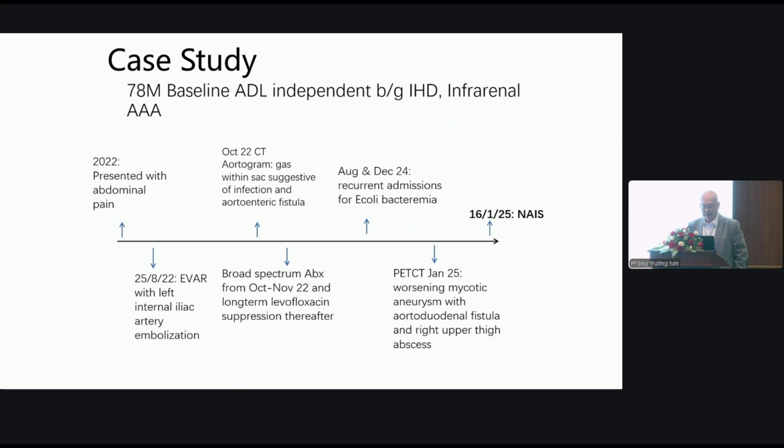2022 abdominal pain, EVAR 2022 with left IIA embolization. 2022 again had gas suggestive of infection. At that point in time, patient decided not for surgery. We gave antibiotics. Worked very well for 2 years, but he kept coming in with bacteremia, and finally it became a frank aortoduodenal fistula. And in this sort of case, I don't think there's a dispute that you have no choice but to take it out.